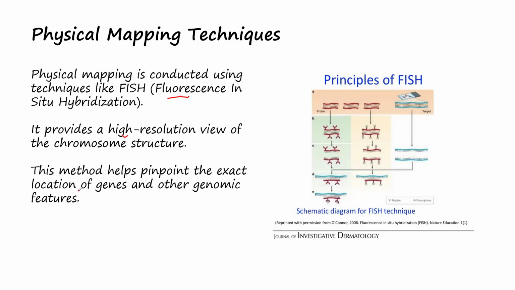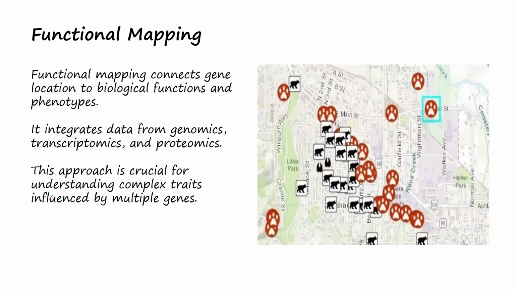The next thing that we are going to look at is functional mapping. Functional mapping connects gene locations to biological functions and phenotypes. In functional mapping, first you identify the location of the genes. Then, based on the locations, the functions as well as the phenotypes of the genes can be traced.